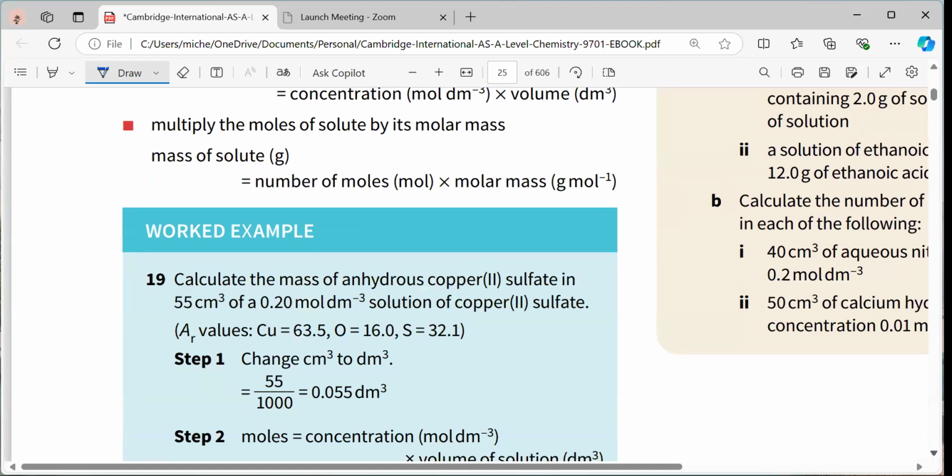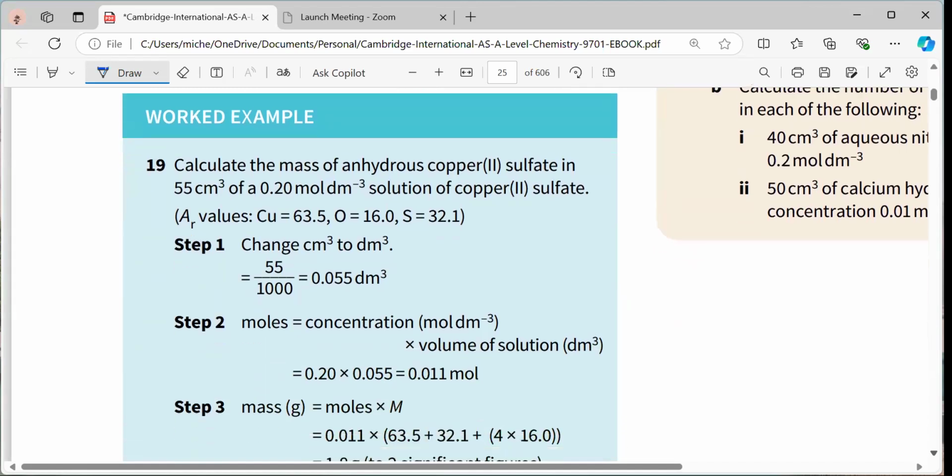So this is number 19, a worked example. Calculate the mass of anhydrous copper sulfate. It doesn't really matter, the name is really hard to pronounce. In 55 centimeter cube. Once again, we need to take note that it's still in centimeters cube, and we need to convert that to decimeters cube. And of a 0.20 mole concentration. Now we already know the concentration. What we're trying to find is the mass.